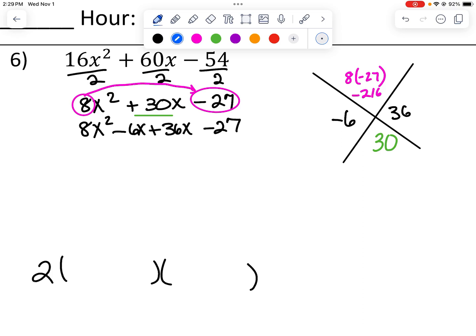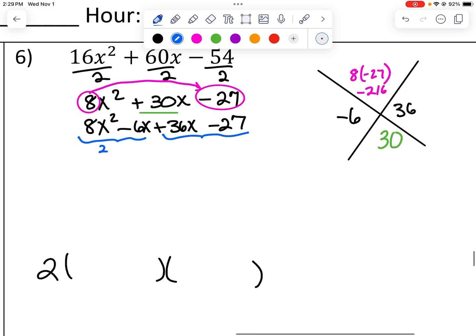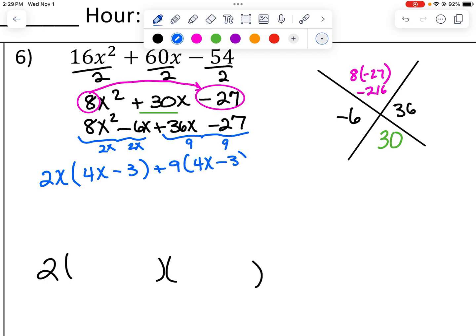So friends, the only thing here was we had to pull out a greatest common factor first. So these have a 2x in common. These have a 9 in common. So greatest common factor is 2x, leaving us with 4x minus 3. Greatest common factor is 9, leaving us with 4x minus 3.